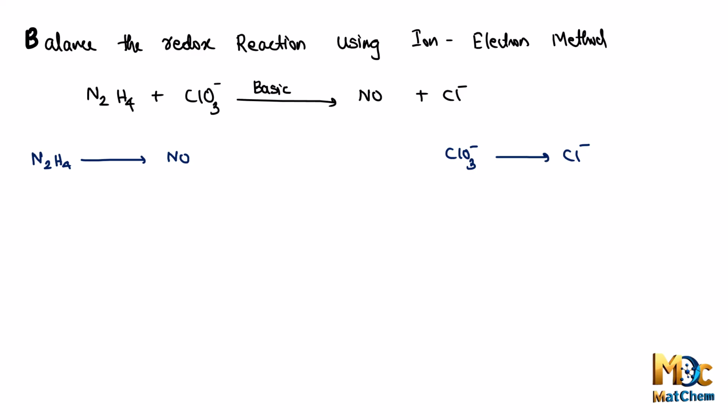Here, if you take NO, oxygen is -2. So if you assume nitrogen as X, that is X minus 2 equal to 0, so X is equal to +2 state. So the oxygen is -2, nitrogen is +2.